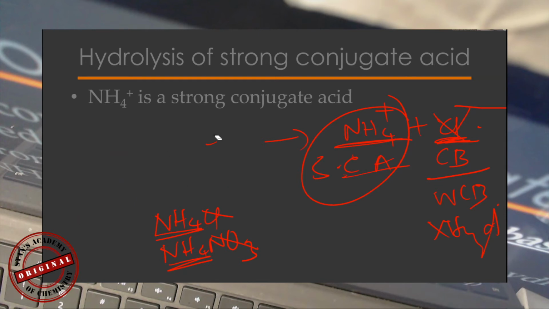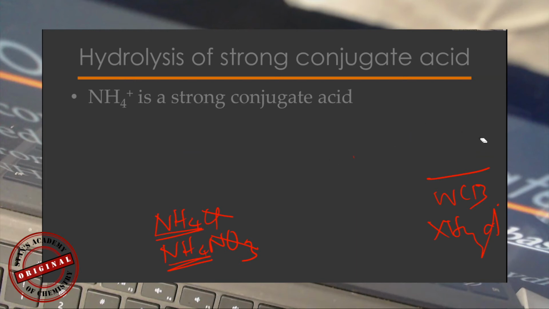Now we also have to write the equation and write the equilibrium constant expression. In this case, it's going to be Ka. And then you can also calculate the pH of the solution.